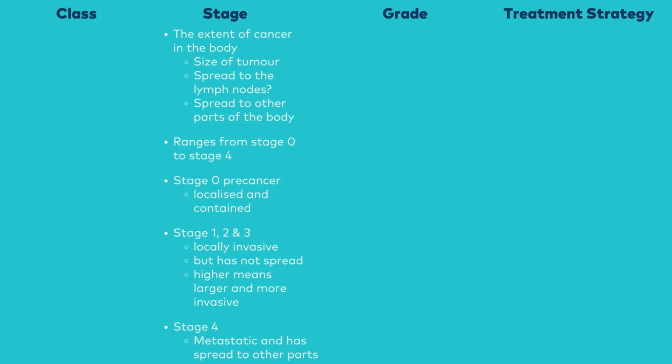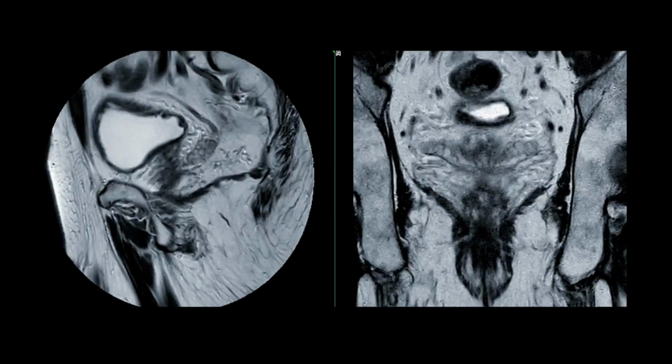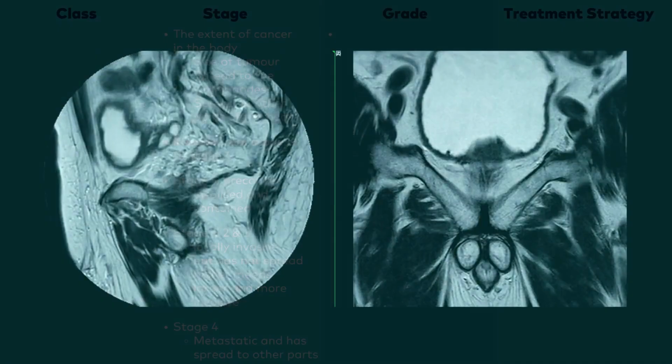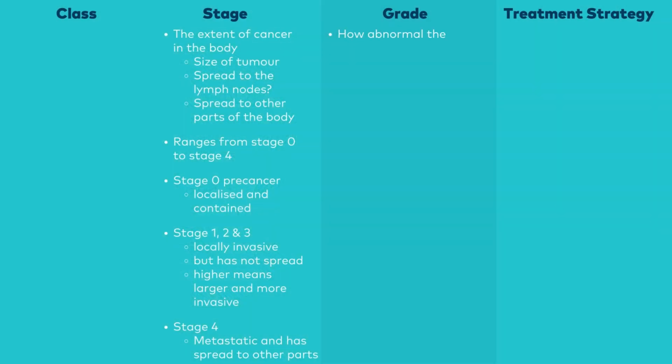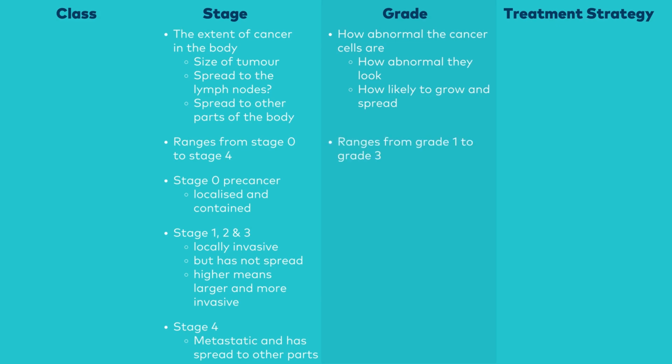The other indicator is grade. Grade measures how abnormal the cancer cells are. Grade is a description of a tumor based on how abnormal the cancer cells and tissue look under a microscope and how quickly the cancer cells are likely to grow and spread. Low-grade cancer cells look more like normal cells and tend to grow and spread more slowly than high-grade cancer cells. It ranges from the relatively normal low-grade grade 1 to the highly abnormal high-grade grade 3.